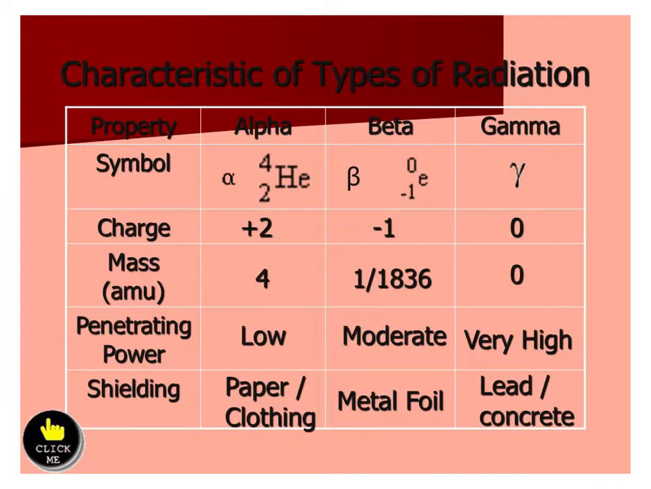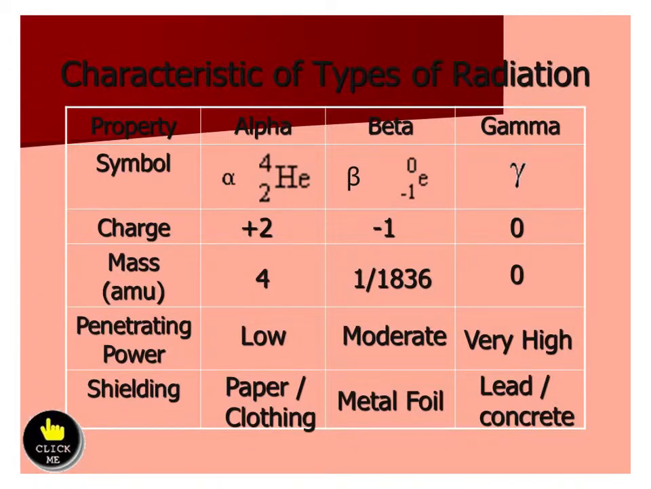It has this thing called penetrating power, which is basically how strong it is as far as a radiation thing for penetrating a surface. And in this case, it's very low. Most of the time, it can be shielded with just paper or thin clothing. All right. Our next one is beta.